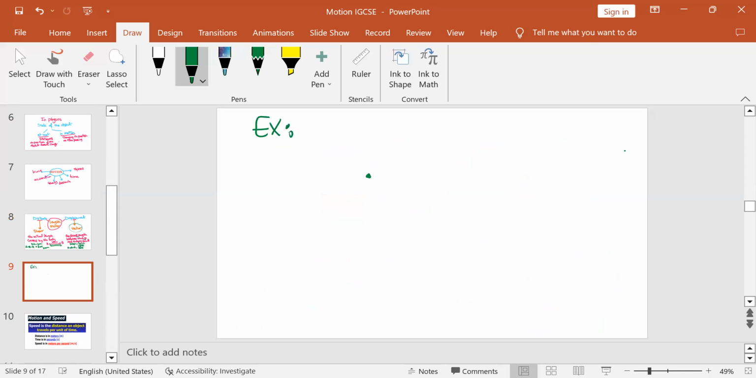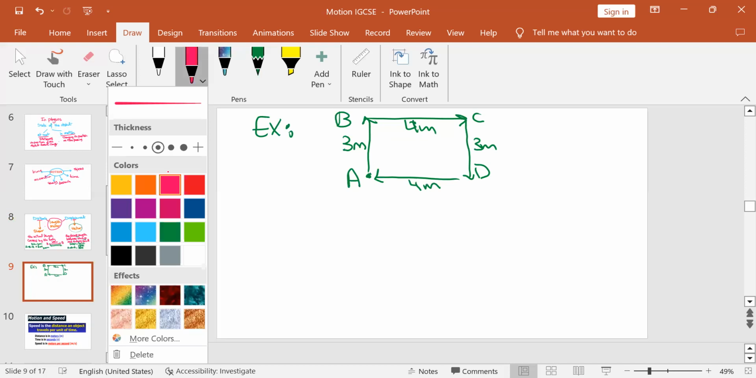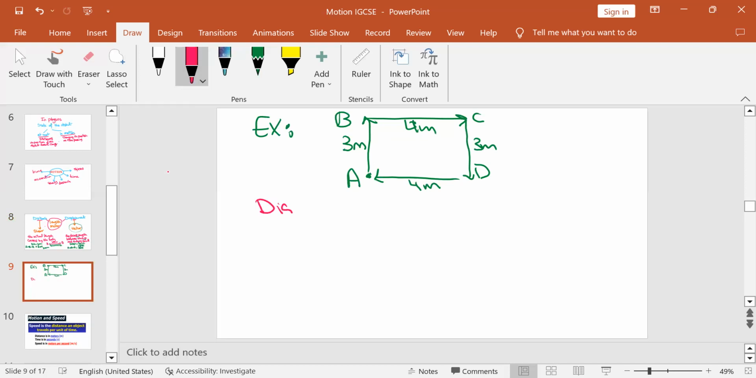Here we have a body that started its motion at A and then moved to B and covered 3 meters. Then from B to C and covered 4 meters. And then to D and then to A again. Find distance and displacement in each case, or in each step, from A to B.